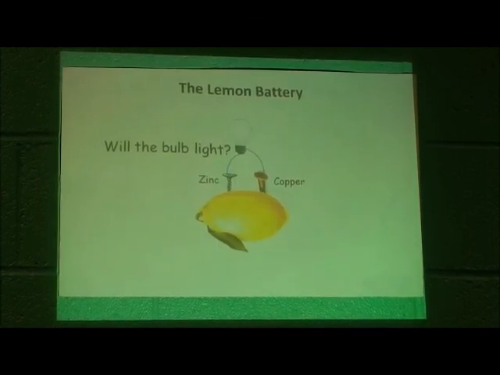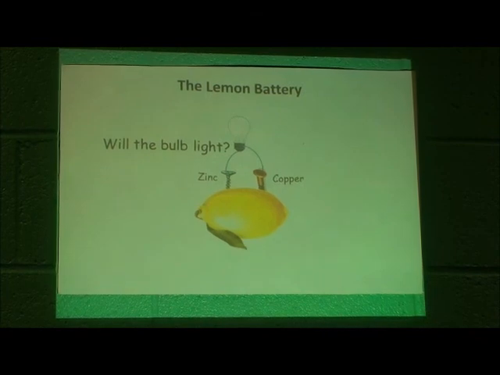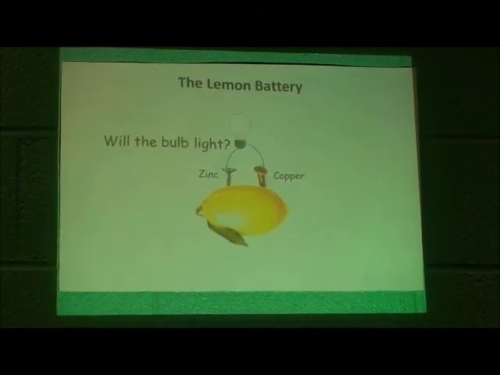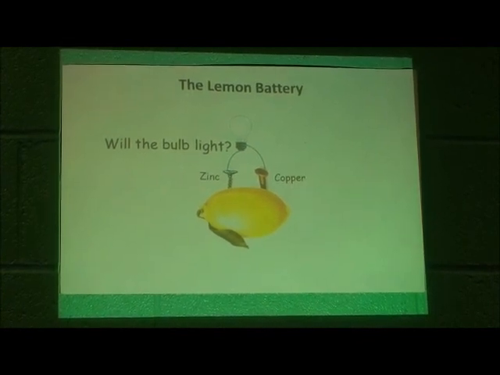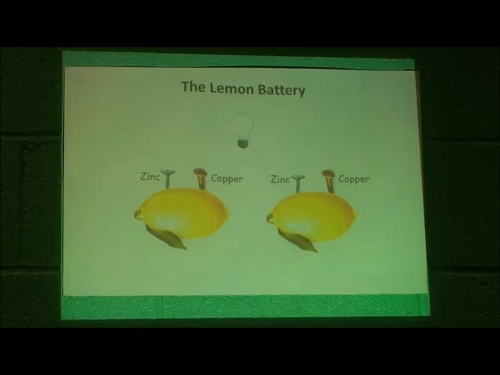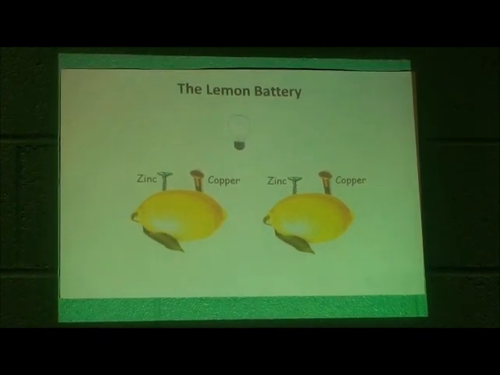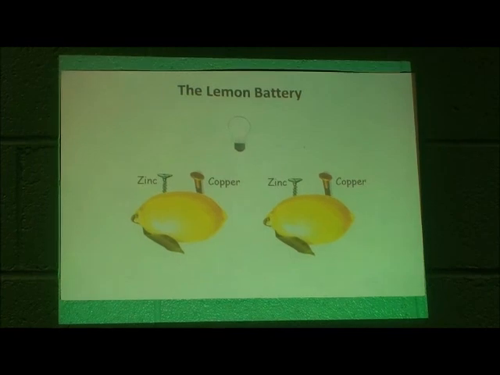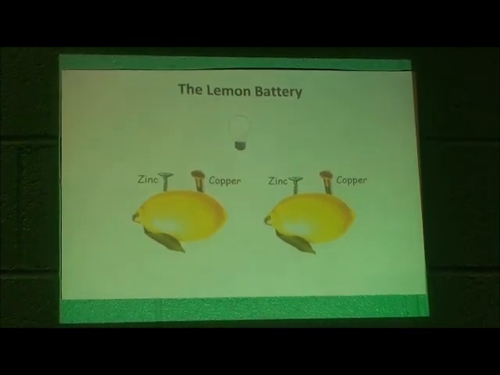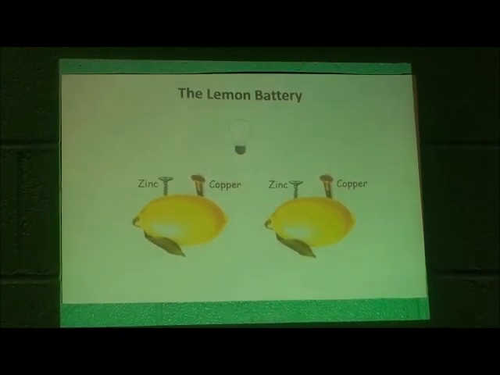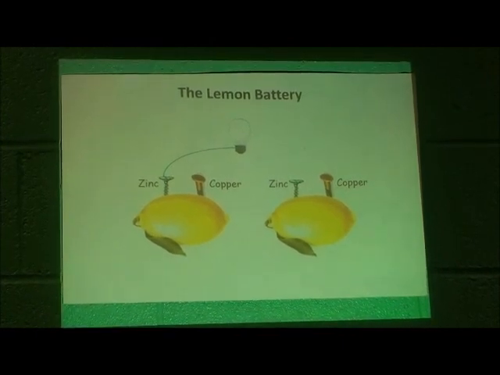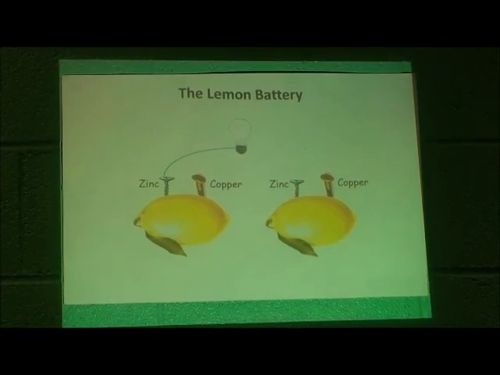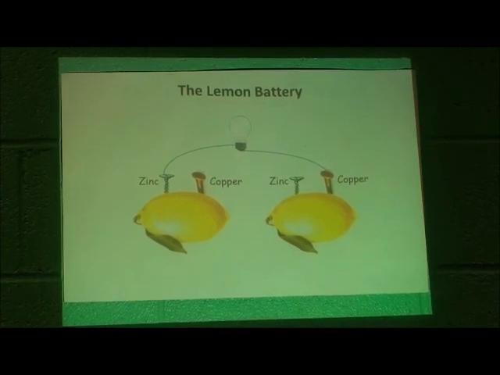Now, I'm going to go back to my lemon battery that I did at the end of the electricity lecture. The students found out that this lemon is simply not enough, doesn't generate enough voltage to light the bulb. So I have 2 lemons and a light bulb. I will point out that the copper is the positive side of the battery, the zinc is the negative. We'll connect the zinc on this battery to one side of the bulb, and we'll connect the copper on the other lemon to the other side of the bulb.